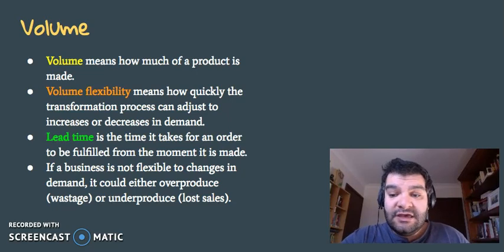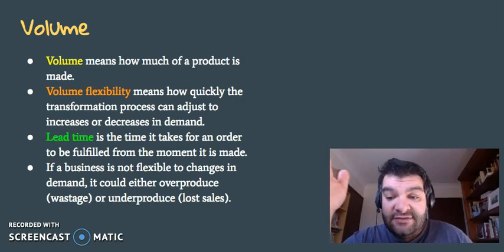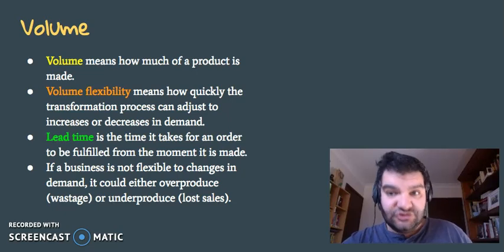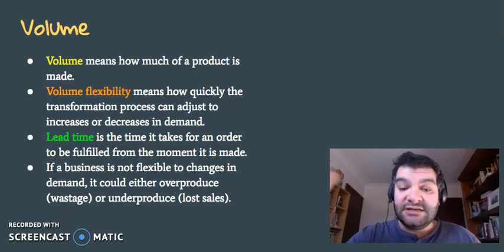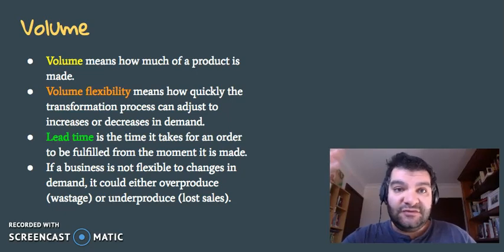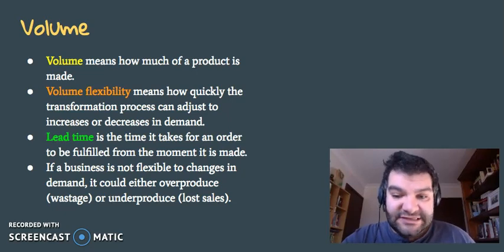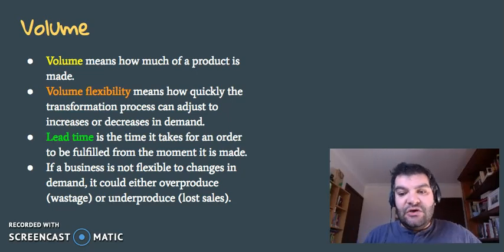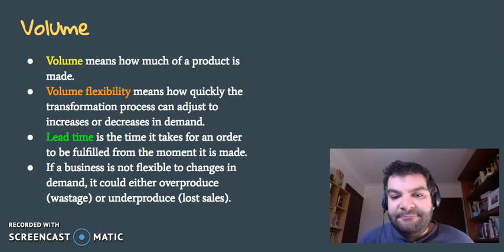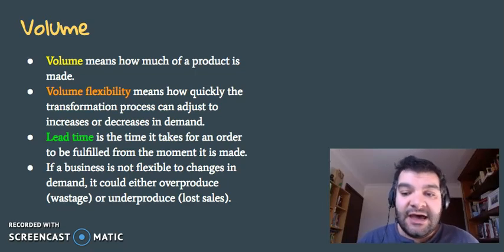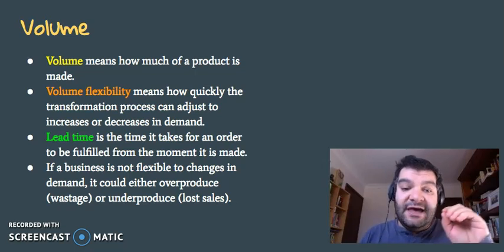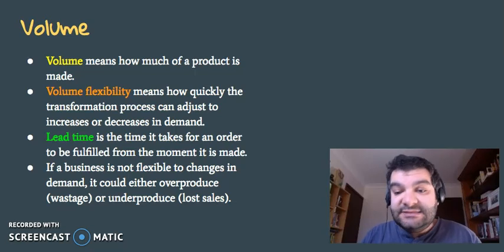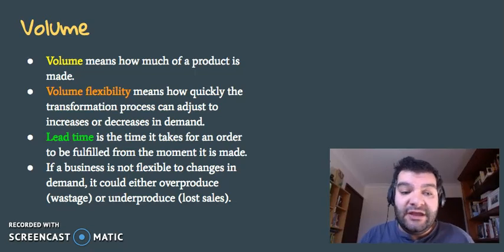Or if all of a sudden there's a demand increase and they're still producing at the current rate, well, they can then underproduce. Okay, so they're not keeping up with demand. They can actually lose sales, and lost sales equals lost revenue, meaning that they're losing money. So that volume flexibility and lead time really work hand in hand, because if there's a spike or a decrease in demand, they need to adjust their lead time basically to make sure that they're fulfilling the orders as quickly as they can, and being flexible in that regard.